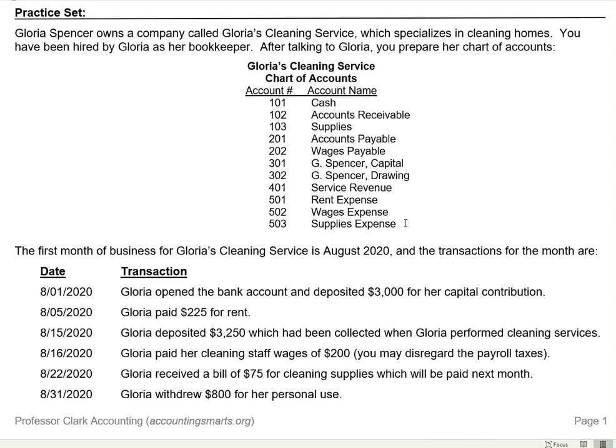The first month of business for Gloria's Cleaning Service is August of 2020, and the transactions for the month are as follows.